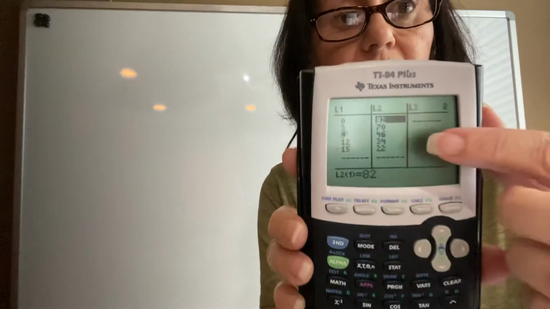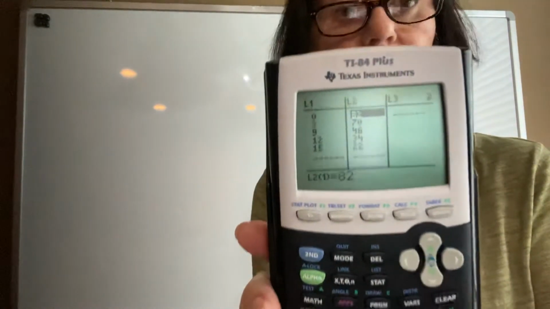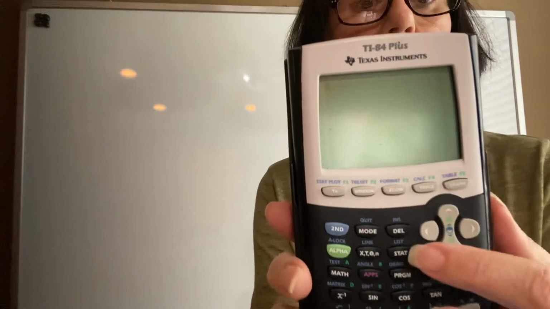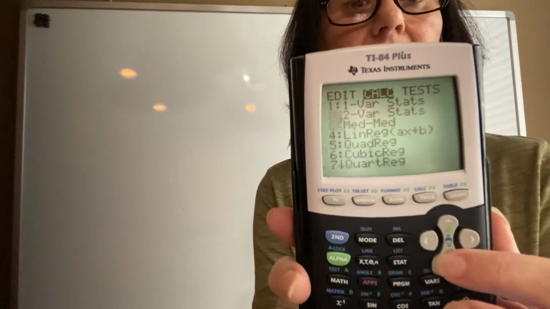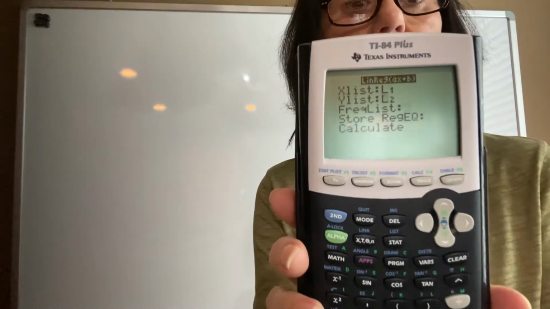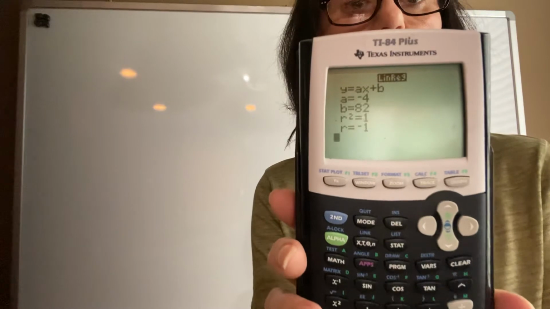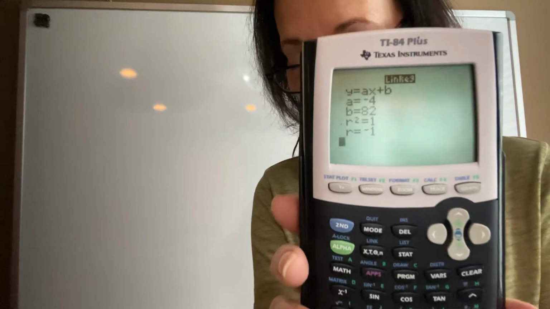All right, my list 2 is just my percents. 82, 70, I'm going to confirm I put all those in right. 46, 34, and 22. All right? It says find a linear model for this data. All right, so I'm going to quit out of this second, quit. And then I'm going to go stat, calc, go down to linear reg, hit enter. It's already set, list 1, list 2, and I calculate. So it's going to be y equals negative 4x plus 82. That's the model.